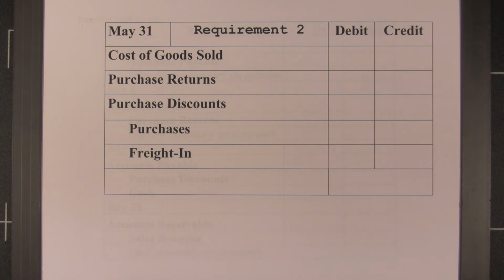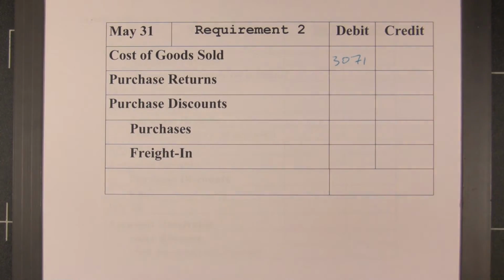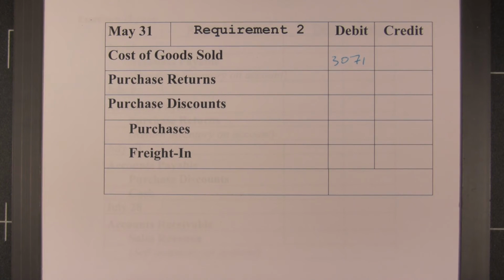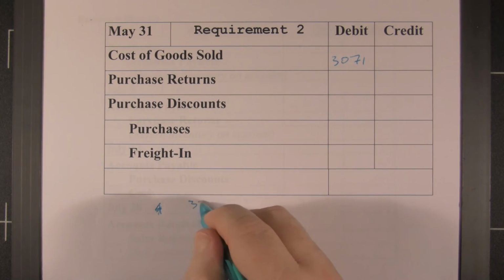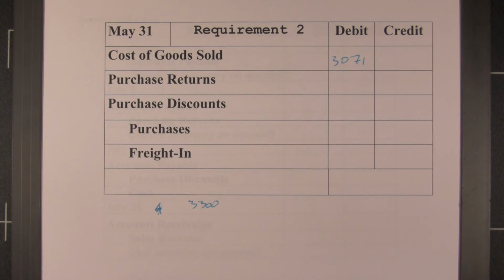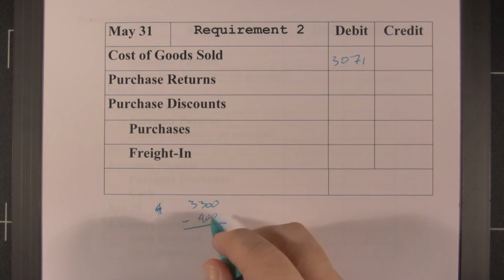So our cost of goods sold is $3,071. How did you come up with that number? Well, I'll tell you now that you've asked. We purchased $3,300 worth of books. Remember? We sent $400 back.